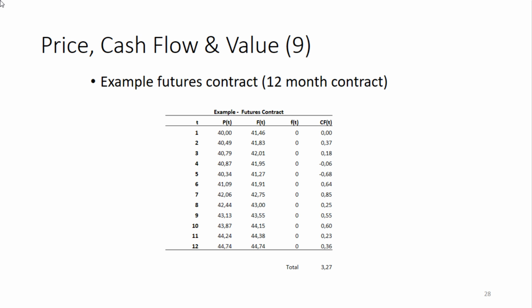And in the end, at time 12, the futures price is equal to the spot price, because if I agree upon the delivery of a good at time 12, and I agree at time 12 to deliver a good at time 12, because that's what the futures contract does, that's actually the immediate delivery of the good. So which means I take the spot price at time 12. So the 44.74, the spot price, is then also the futures contract price.